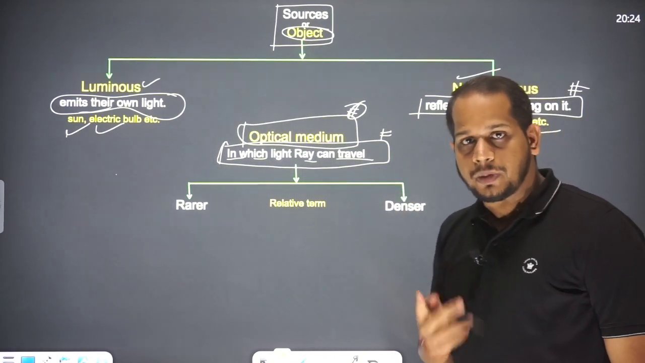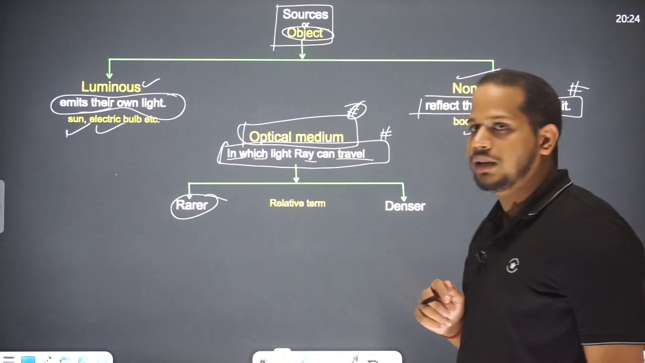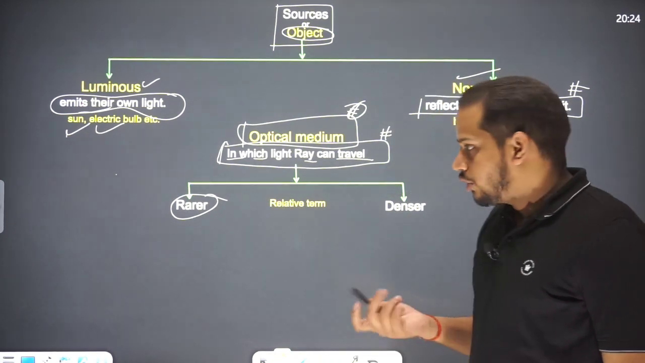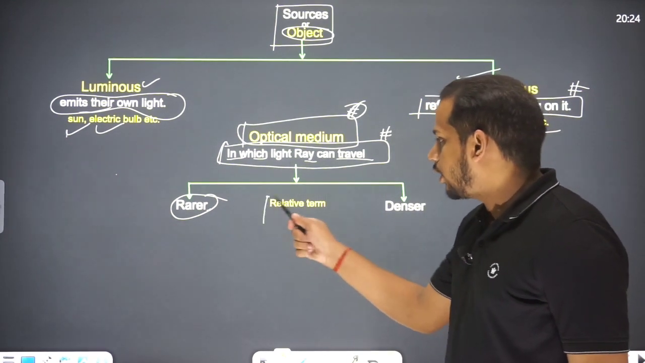So there are two types of optical medium. What is the first one? Rarer. And what is the second one? Denser. Right? Rarer and denser. So if this is the rarer and denser over here, then this is a relative term.